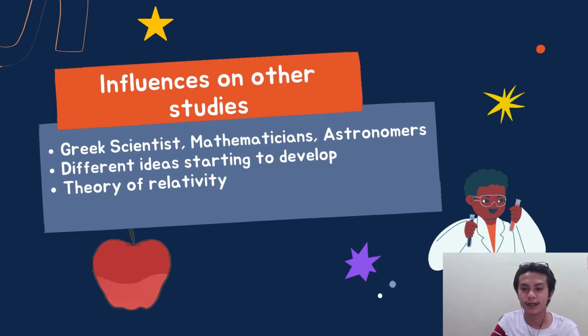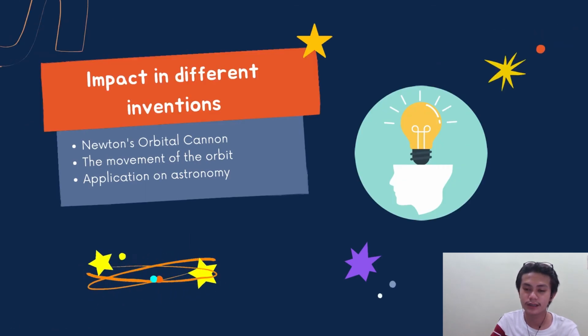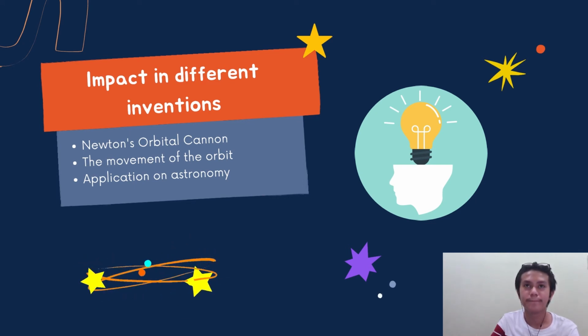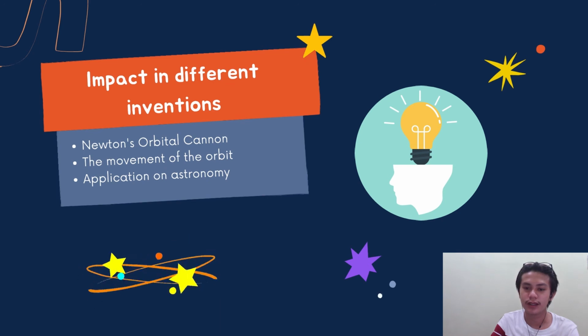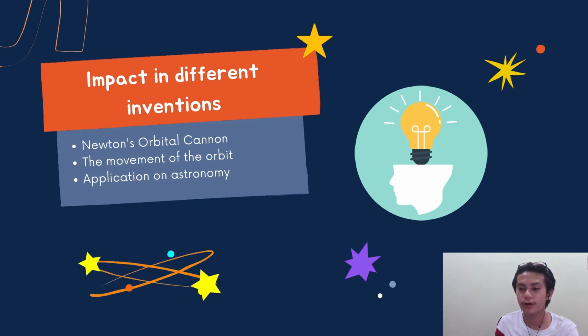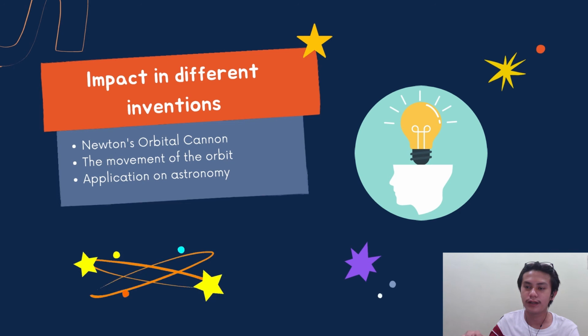So for the last part of my presentation, I am here to show you the impact of Johannes Kepler's study in different inventions. First is Newton's orbital cannon. Newton's orbital cannon was at first an experimental thought, which is a key force in Johannes Kepler's planetary motion. Next is the movement of the orbit. The planetary motion helped us determine the movement of the orbit so that we can predict the movement of each orbit, which includes our own planet and our neighboring planets.